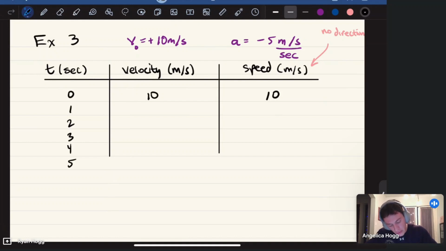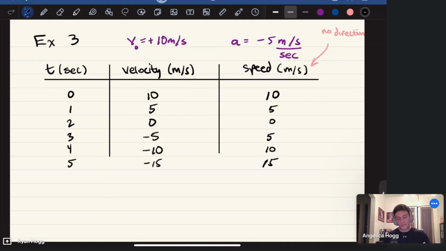So we went from 10 meters per second to 5 meters per second to 0 meters per second, so we stopped for a moment. And then -5 meters per second, -10 meters per second, -15 meters per second. And then on the right, remember your speed is your velocity without the sign. So we have 10, 5, 0, 5, 10, 15. We're just scrapping the sign.